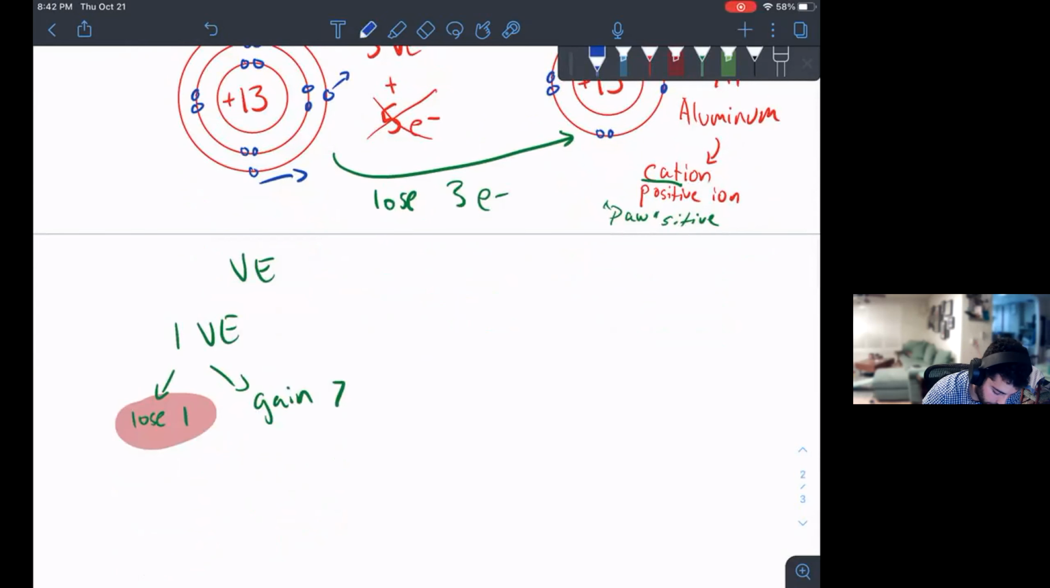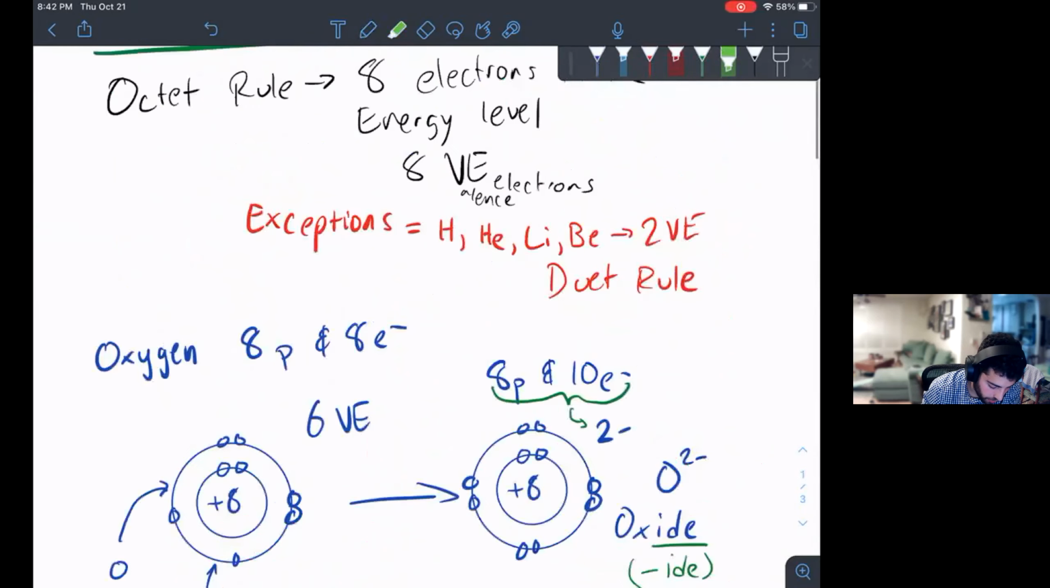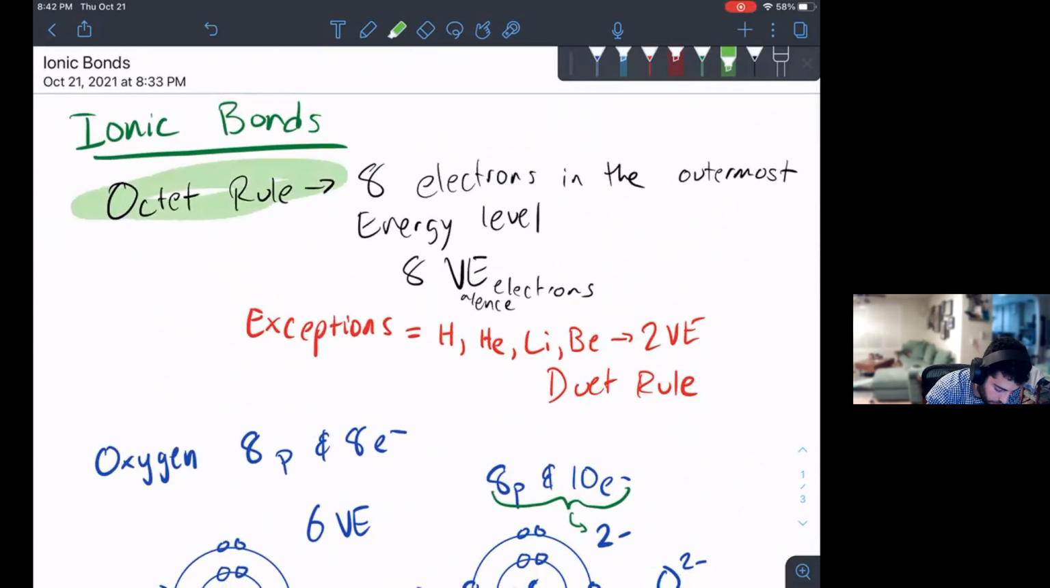So like if we looked at maybe phosphorus with 5 valence electrons, there's 2 paths to 8. We could lose 5 and reveal the ring underneath like we did with aluminum, or gain 3. And here we're still talking about electrons. And again, we'll pick the one that has less steps to it. Gaining 3 is less than 5, so that's what phosphorus is going to do. So that's the first major part of ionic bonds. It is the octet rule and how we fulfill it in every atom.